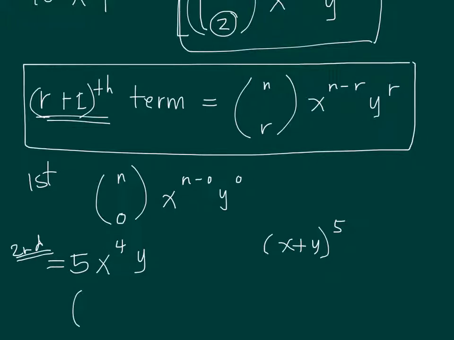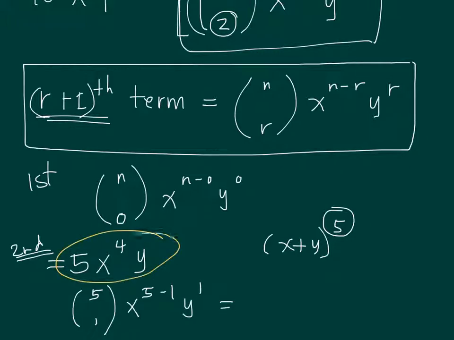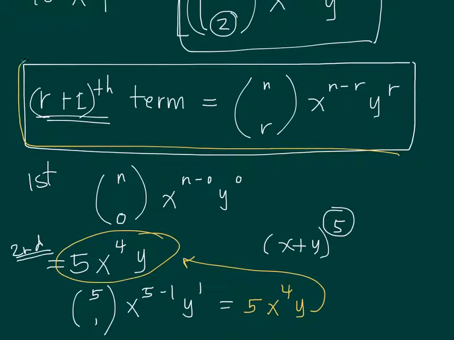So n is 5. Remember, this is always the n. So this is the second term, so 5 choose 1. Then x to the 5 minus 1, and then y to the 1, which is exactly this. If you compute 5 choose 1, you'll get 5. x to the 5 minus 1 is x to the 4th. Then y to the 1 is y. So that's how you get the second term in the expansion of (x + y)^5. So this is the binomial theorem. It allows us to find a specific term by using this formula.